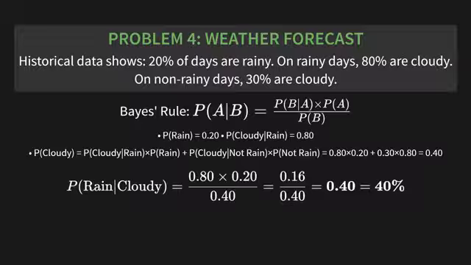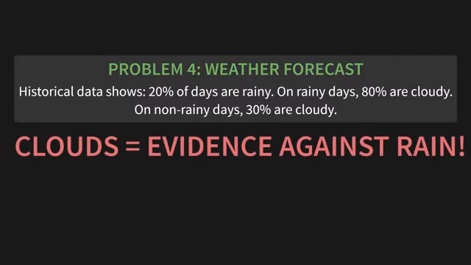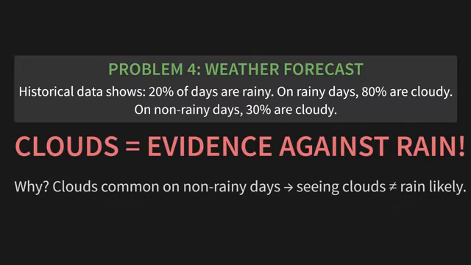So what's the actual probability of rain given we see clouds? When we use Bayes' rule with the numbers we just calculated, we get 40%. Only 40% chance of rain, not 80%. Here's what's mind-blowing. The clouds are actually evidence against rain. Why? Because clouds are so common on non-rainy days that seeing clouds doesn't strongly indicate rain.